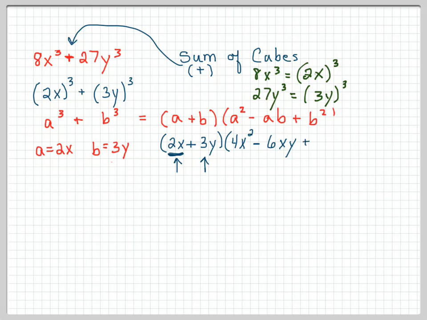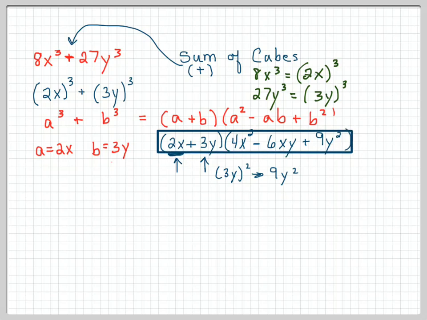The model next says plus, and we take the b value, which is 3y, and we have to square it, and that gives us a 9 and a y squared. So there's our third term. And believe it or not, that's all there is to it. You don't have to do any more work. You're completely done.